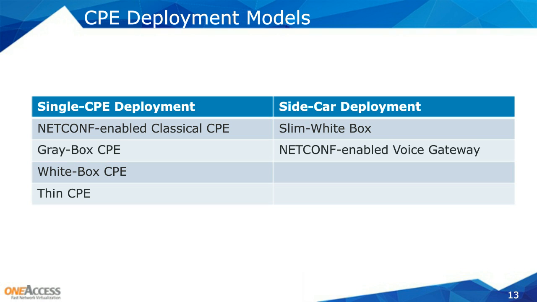There is an interesting development that we have seen, which is what I call sidecar deployment. This is really 2 boxes. And what it means is, certainly for the slim box, this is really to address cost issues, and we'll see why in a minute. And then the NetConf-enabled voice gateway is very much to address the issues of TDM and analog connections that are required on customer premises. So let's dig into these.